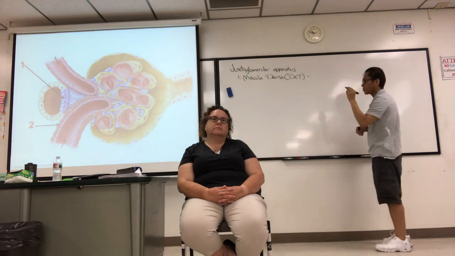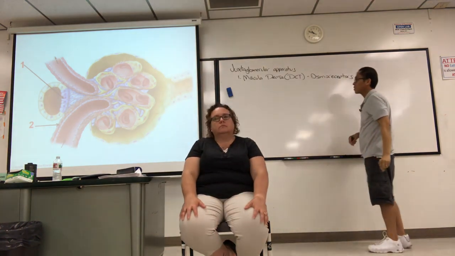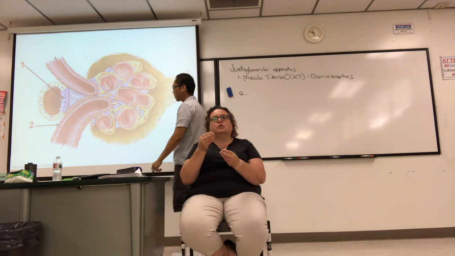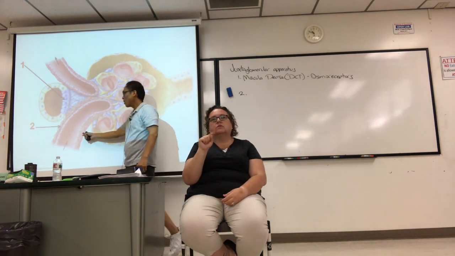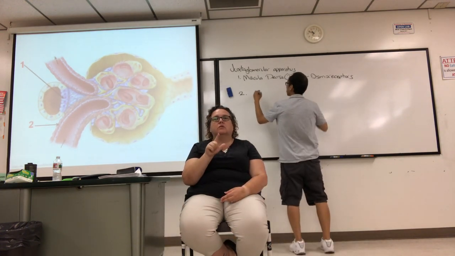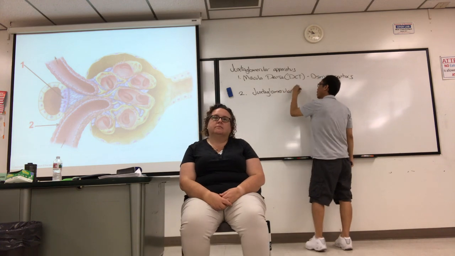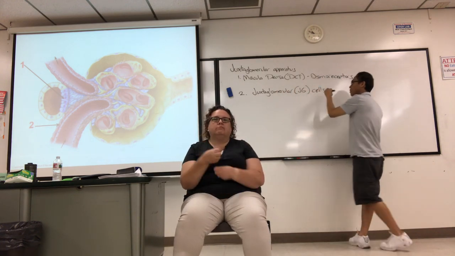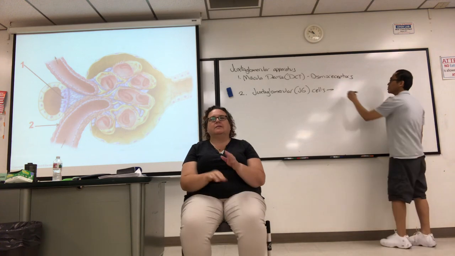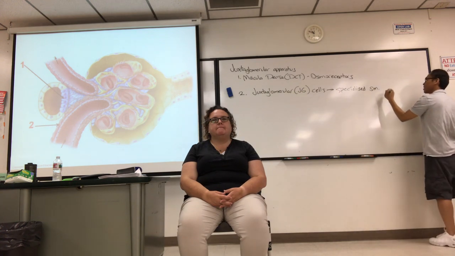These function as osmoreceptors. Just got through talking about them. Now, the second thing, it's pointing to smooth muscle cells of the afferent arteriole, tunica media. Those cells are called JG cells, juxtaglomerular cells. JG for short. Cool. So these are basically specialized smooth muscle cells of the afferent arteriole.